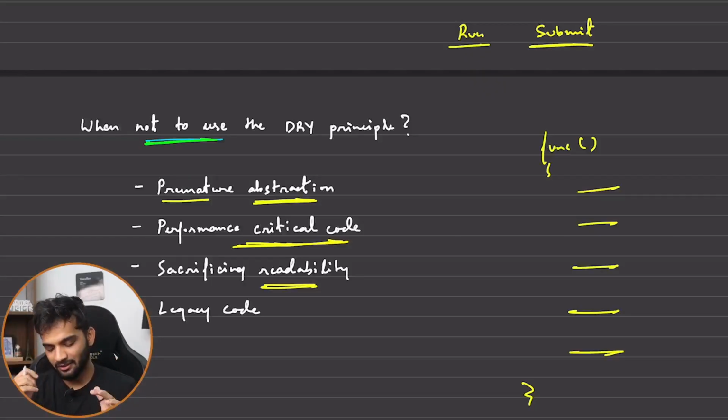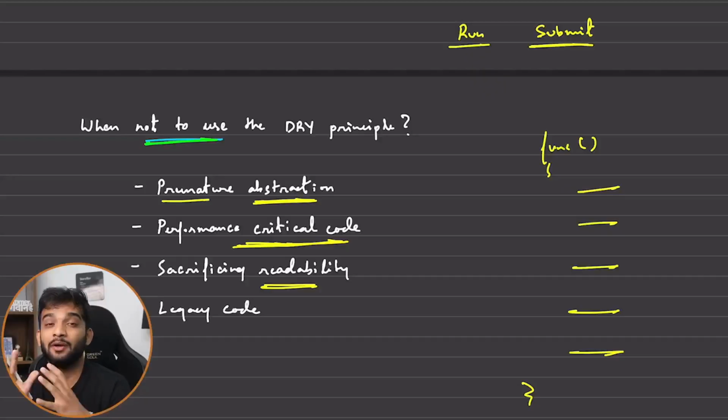So got it? When do you avoid the DRY principle? Legacy code. What is legacy code? Something that's written years back, something which you are not comfortable with. Avoid it. Don't be smart enough. Okay, I'm gonna refactor it.